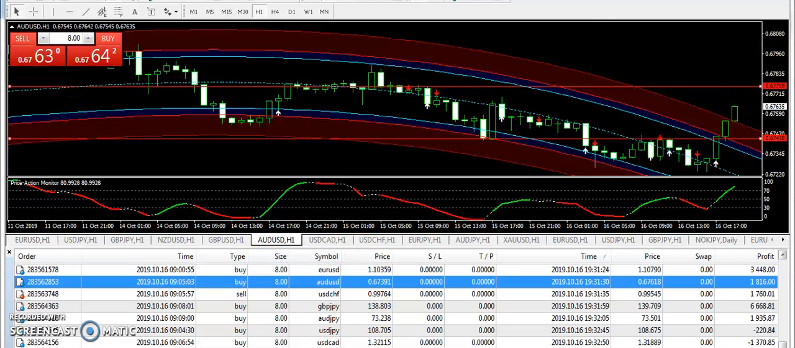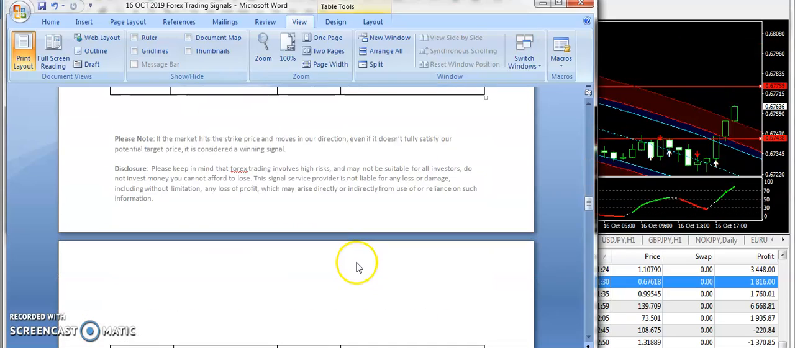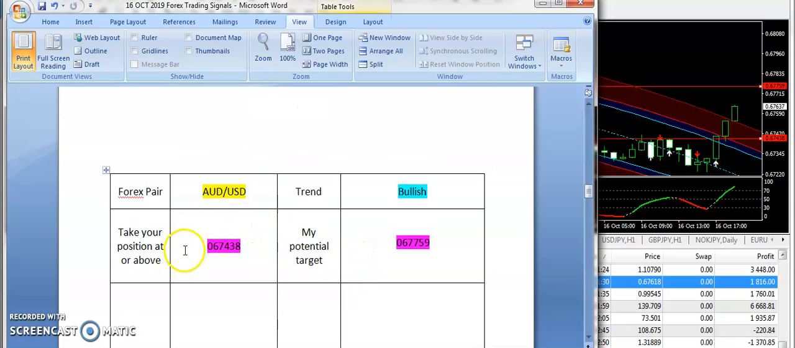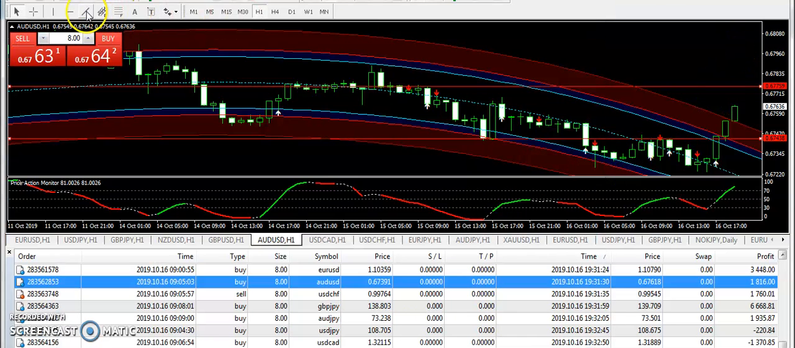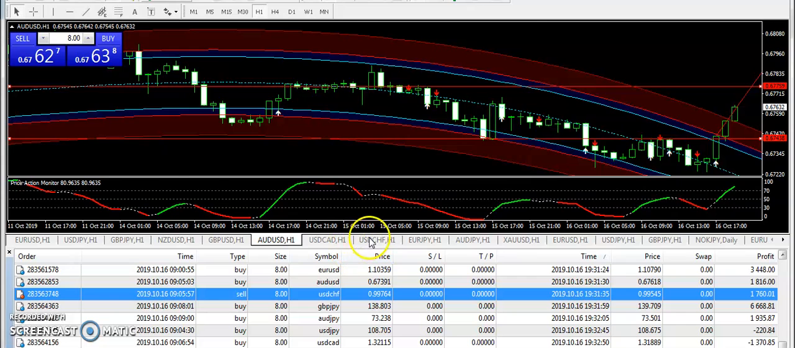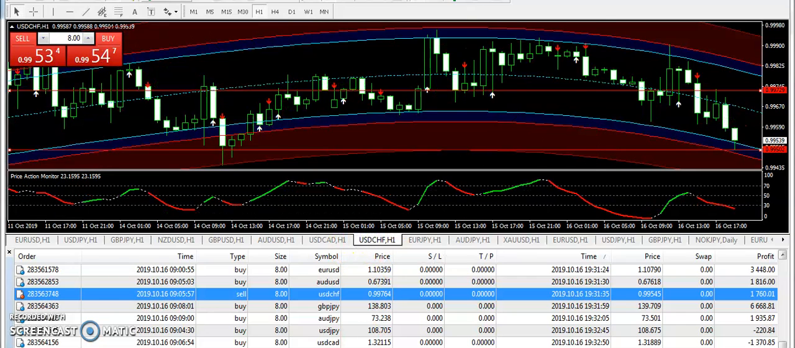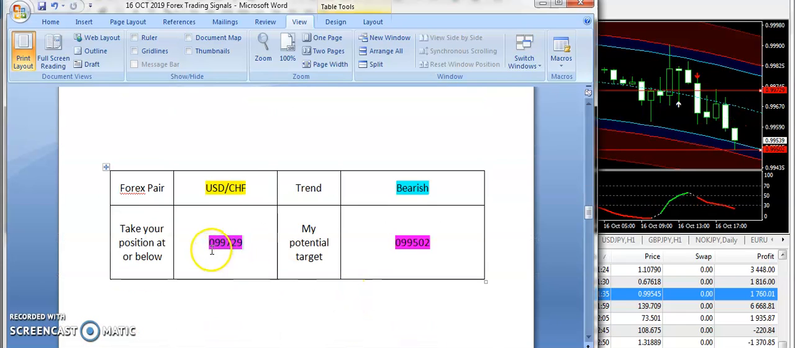Next we are going to talk about the trade on AUDUSD. So AUDUSD with a bullish expectation from 0.67438 and 0.67759 was the target price. And guys, you can see after a long wait, AUDUSD has gone our way and it's on the way towards the target price. So if you have taken the trades on AUDUSD, then you must be in very good profit.